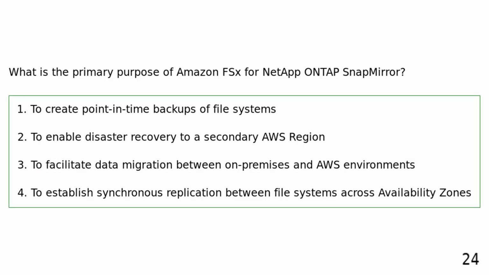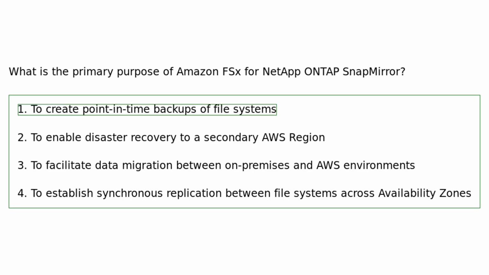What is the primary purpose of Amazon FSx for NetApp ONTAP SnapMirror? To create point-in-time backups of file systems. To enable disaster recovery to a secondary AWS region. To facilitate data migration between on-premises and AWS environments. To establish synchronous replication between file systems across availability zones. Amazon FSx for NetApp ONTAP SnapMirror is a replication tool used for establishing synchronous replication between file systems within the same availability zone or across availability zones for disaster recovery purposes.